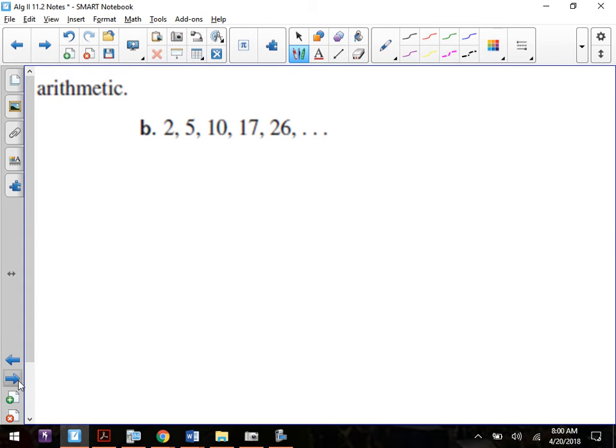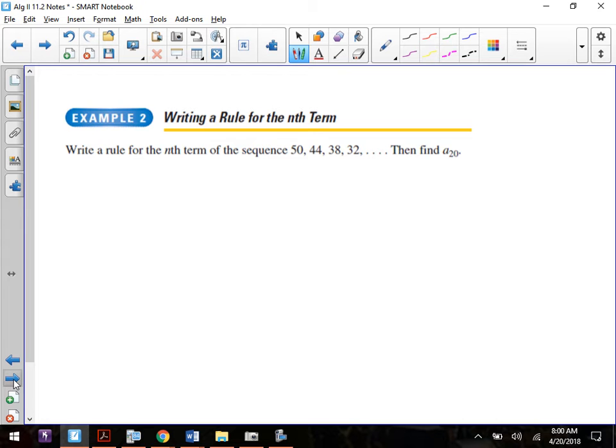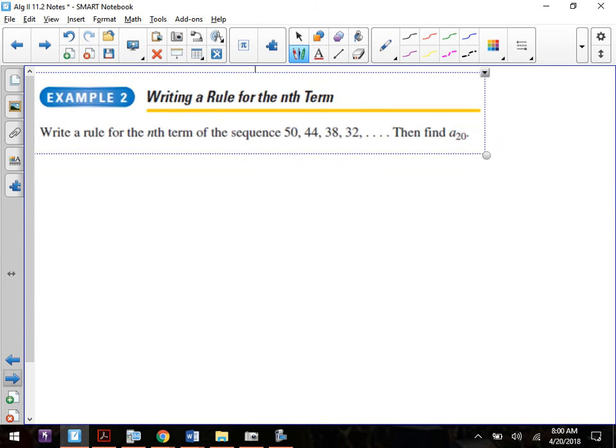Is this arithmetic? No. Why? Could you write the rule if you had to? Yeah, probably could, but I don't want to. Which means we can do a bunch of algebra. Yay!